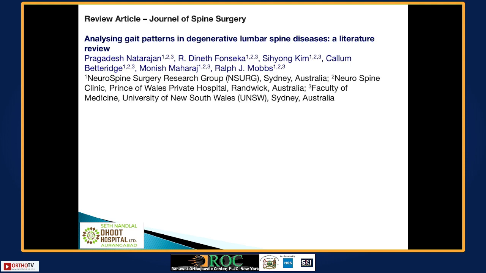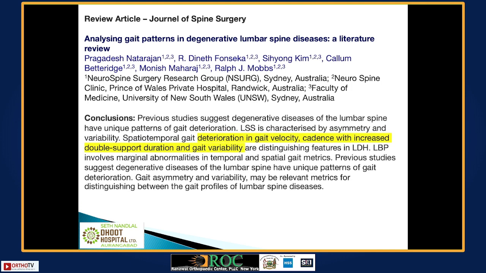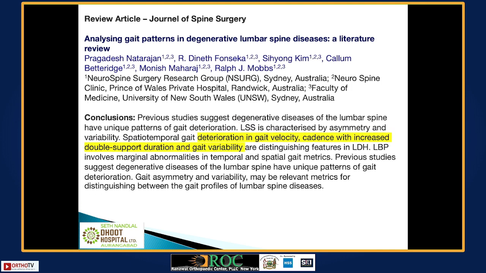There are also some studies. This is one good article in the Journal of Spine Surgery, which analyzes the gait pattern in various degenerative lumbar spine conditions and concludes that there is a decreased gait velocity and cadence, the number of steps per minute is also reduced, with increased double support stance phase.